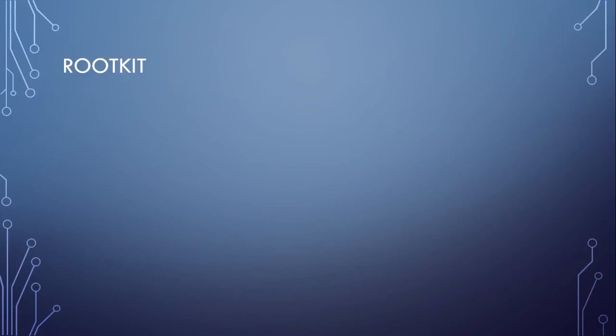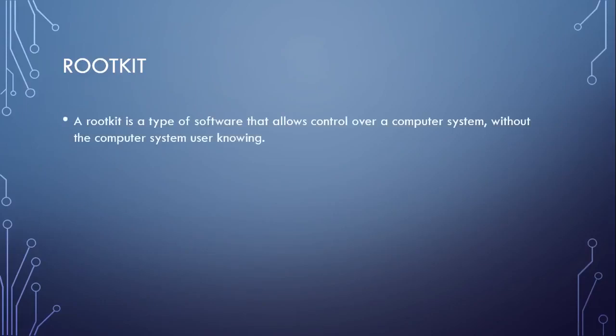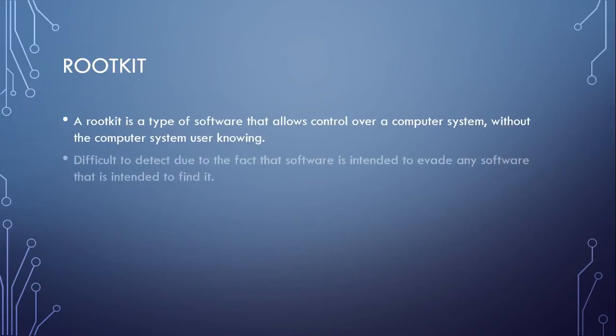All right, let's discuss next a rootkit. A rootkit is a type of software that allows control over a computer system without the computer user knowing. It's difficult to detect due to the fact that the software is intended to evade any software that's intended to find it. I mean, obviously all malware is like that, but rootkits especially are designed to dig deep into your computer system, so they're not easy to find.